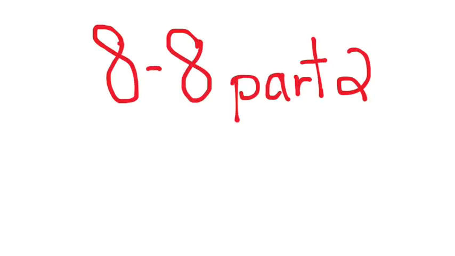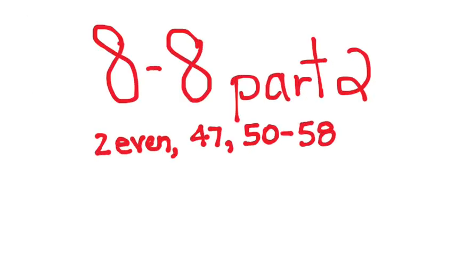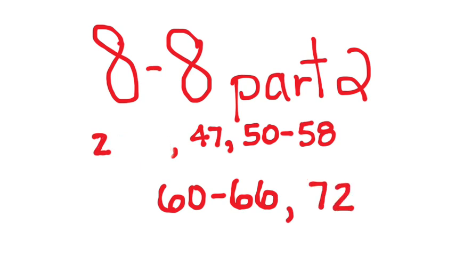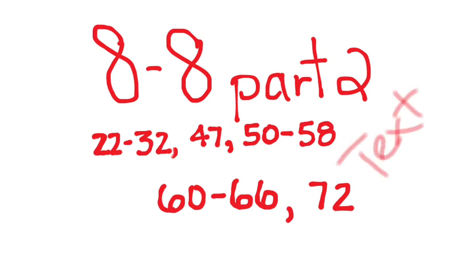All right, today in part 2, we're going to be doing 22 through 32, 47, 50 through 58, 60 through 66, and 72 in your textbook, right? Textbook today, show your work on paper, and next time we'll have a quiz reviewing everything that we've done, and we will derive the quadratic formula. Talk to you later.